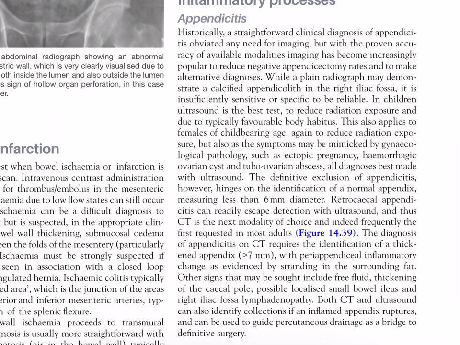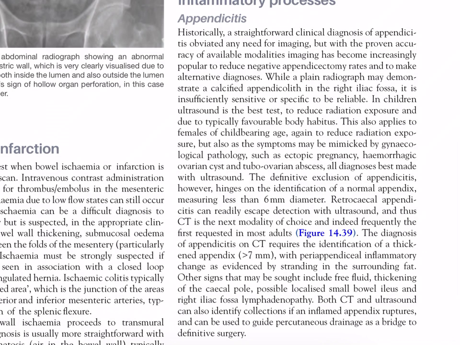In children, ultrasound is the best test to reduce radiation exposure, and due to typically favorable body habitus, this also applies to females of childbearing age, again to reduce radiation exposure, but also as the symptoms may be mimicked by gynecological pathology such as ectopic pregnancy, hemorrhagic ovarian cyst, and tubo-ovarian abscess. All diagnoses best made with ultrasound. The definitive exclusion of appendicitis, however, hinges on the identification of a normal appendix measuring less than 6 mm diameter.